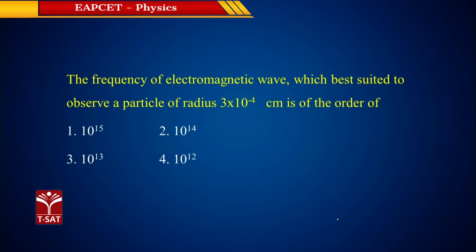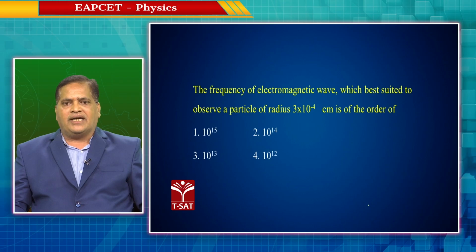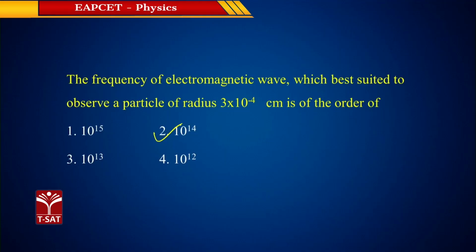Next question: the frequency of electromagnetic wave which is best suited to observe a particle of radius 3 × 10^-4 centimeter is of the order of: 10^15, 10^14, 10^13, 10^12. Here the second option is correct, that is 10^14.